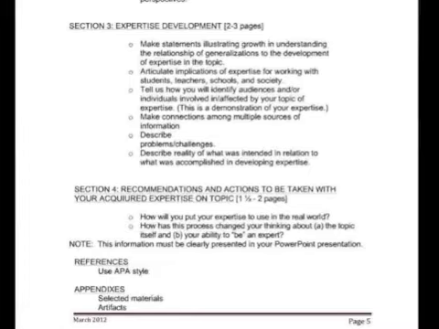Knowledge is always exciting. And so this is where you are going to share this with us. And you'll notice that you also must clearly present this in the PowerPoint presentation that you have to put together for us.